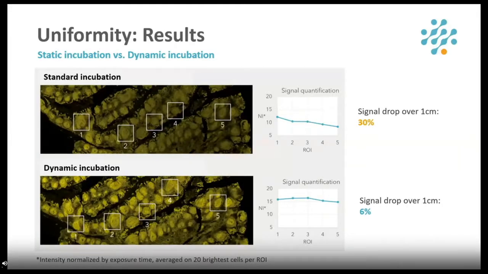We assessed the efficiency of dynamic incubation by looking at the signal gradient on slides incubated in a standard fashion versus the slides that were using the dynamic incubation method. And we saw that over 1 centimeter of tissue, the signal drop was reduced to 6% when using dynamic incubation, compared to 30% with a standard incubation, which represents a significant improvement in uniformity.